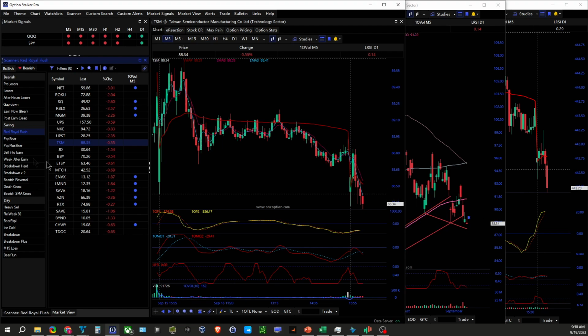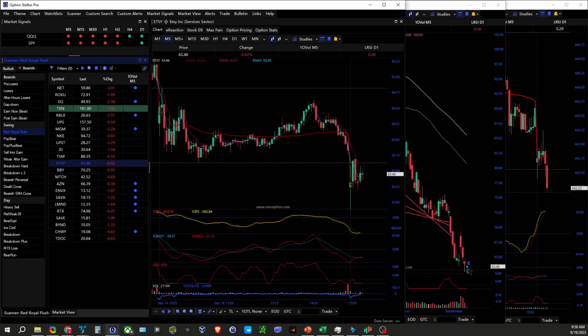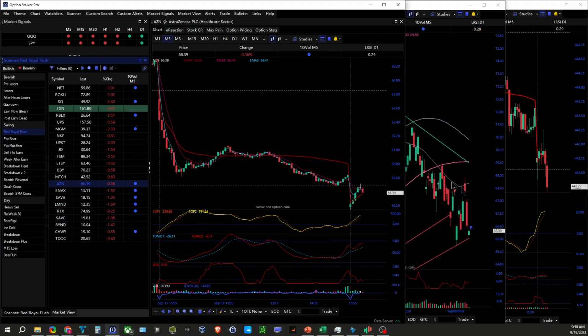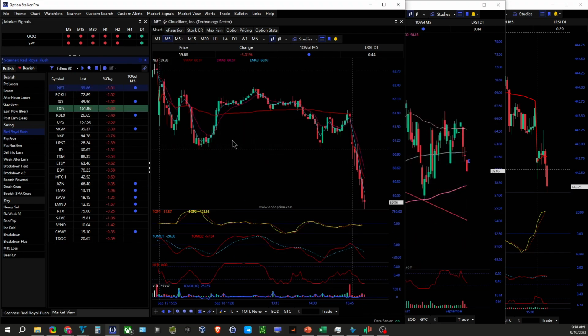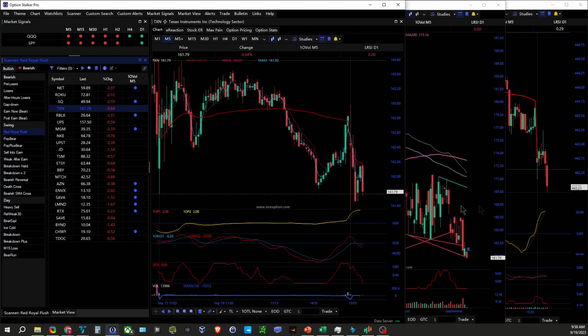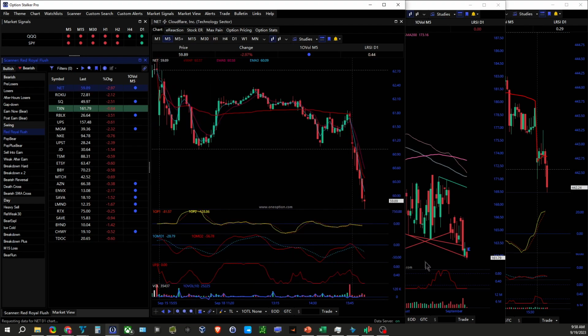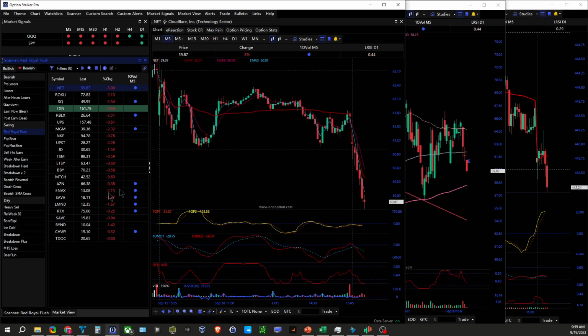TSM needs to get through that line. Etsy's been holding these lows here. I would like to see more selling pressure like the rest of them. But that's all you need. These ones at the top are all you need. You don't need any of this. You don't need anything else. This is all you need. TXZ not as good as the other ones, but that's all you need.